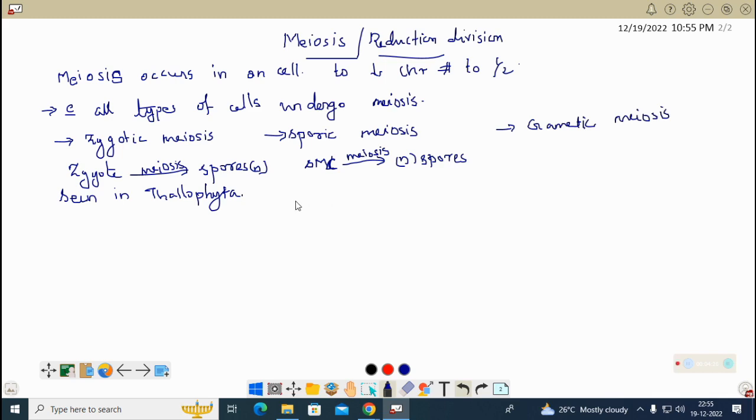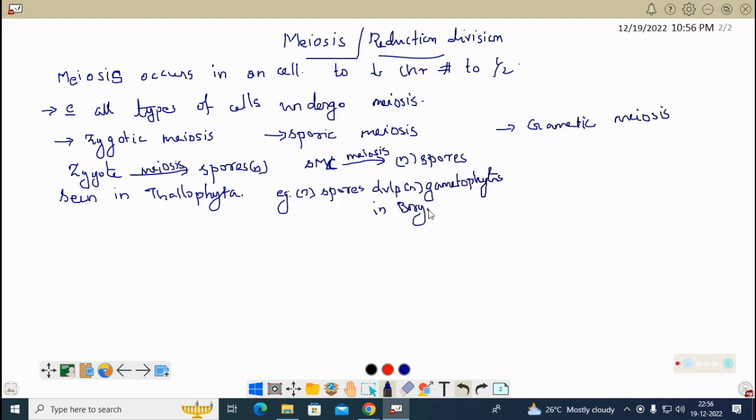Now in pteridophyte, you see, the sporangia consist of spore mother cells, which undergo meiotic division and become haploid spores, and these haploid spores will develop as the prothallus, the gametophytic plant body, right? So there also the spore mother cell undergoes meiotic division to produce haploid spores. Now I am giving the example, okay? These haploid spores develop as the haploid gametophytic plant body in bryophyte.